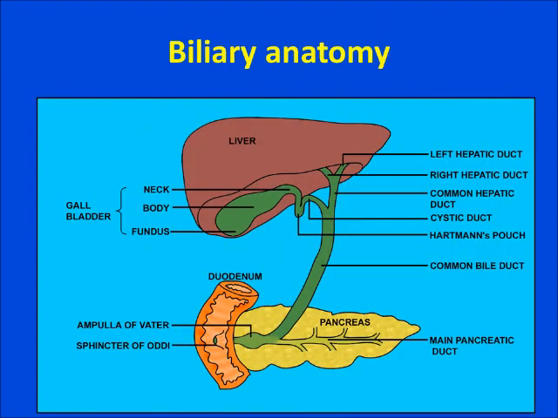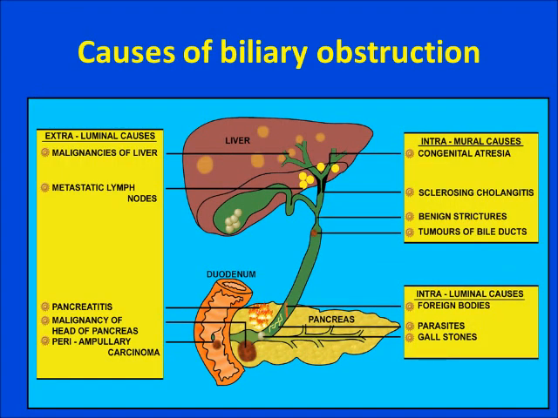We should also understand the biliary anatomy. The biliary anatomy consists of the ductal system which drains the bile from the liver into the bowel. There are two hepatic ducts, the left and the right, and they join to form the common hepatic duct, which is joined by the cystic duct from the gallbladder to form the common bile duct. The common bile duct opens into the second part of the duodenum through the sphincter of Oddi, joined by the main pancreatic duct. Biliary obstruction can be caused by various pathologies.